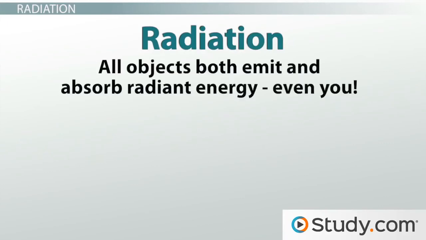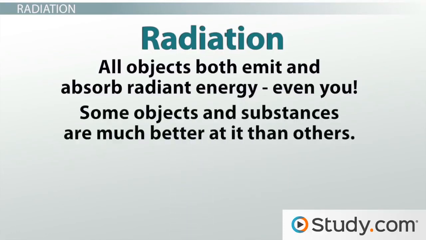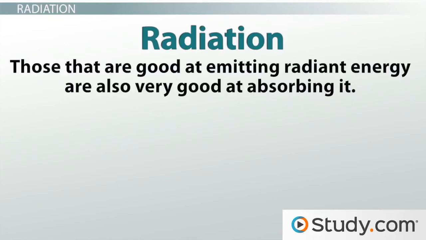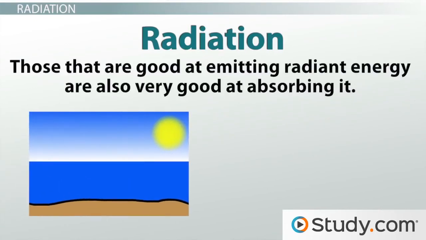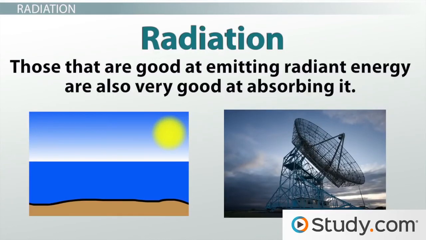All objects both emit and absorb radiant energy, even you. Though like everything else, some objects and substances are much better at this than others. Those that are good at emitting radiant energy, like the sun, are also very good at absorbing it. A radio antenna is designed to be a good absorber of radio waves, but that also means it's very good at emitting them.